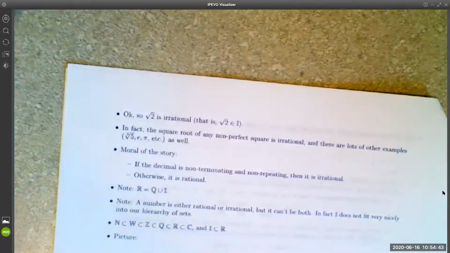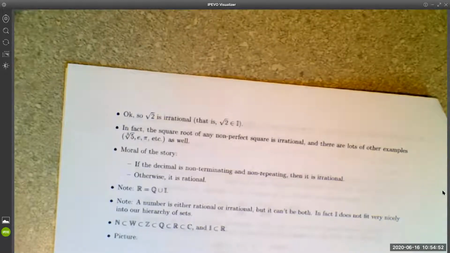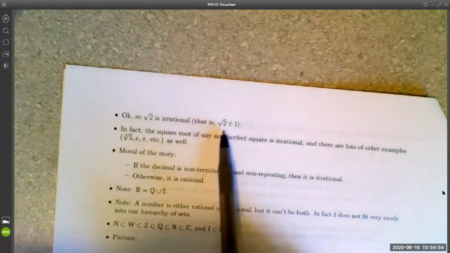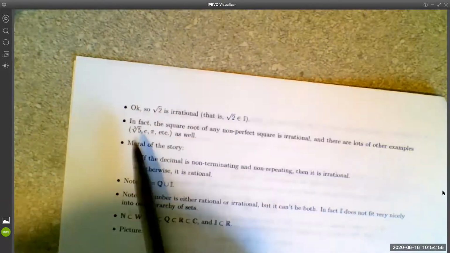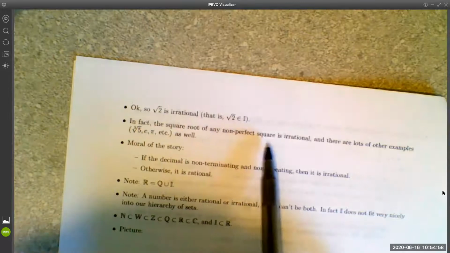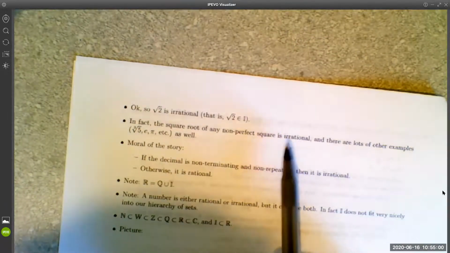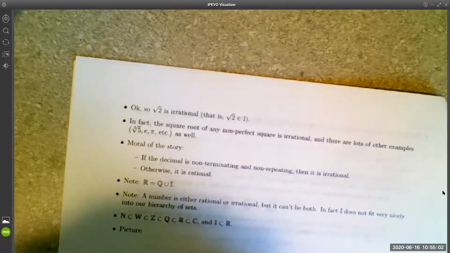And it turns out that any number that has a non-repeating, non-terminating decimal expansion is an irrational number. Okay, so the square root of 2 is irrational. In other words, the square root of 2 is in I. In fact, the square root of any non-perfect square is irrational. The cube root of any non-perfect cube is irrational, and so forth.